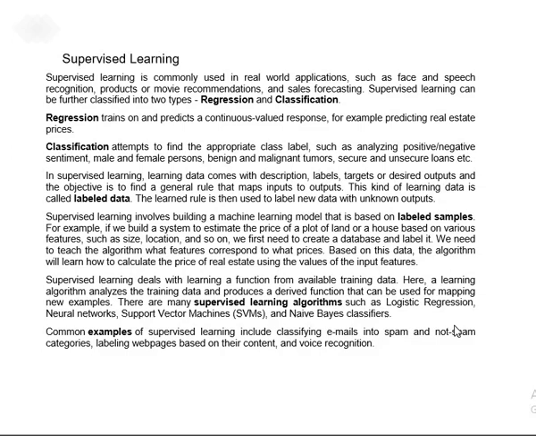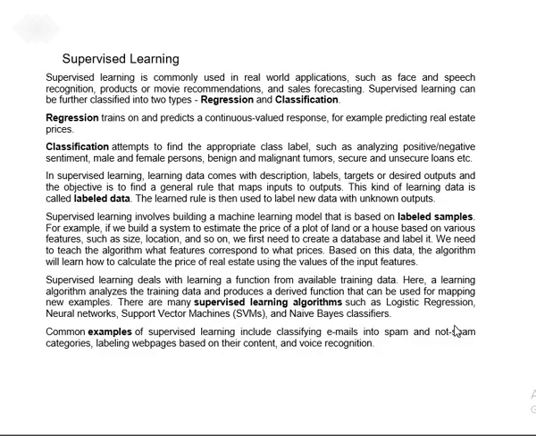What is the method that we used? In the supervised learning method, the learning data comes with a description label where the target and the desired output of the object are found with a general rule that maps the input to the output. This kind of learning data is called labeled data. The learning rule is used to make unknown data into new data.